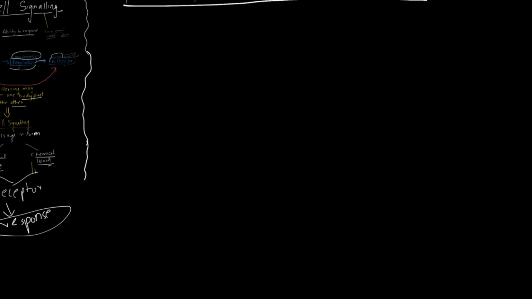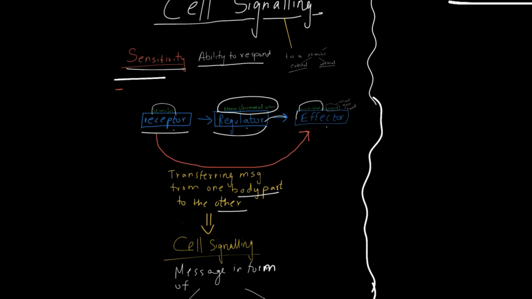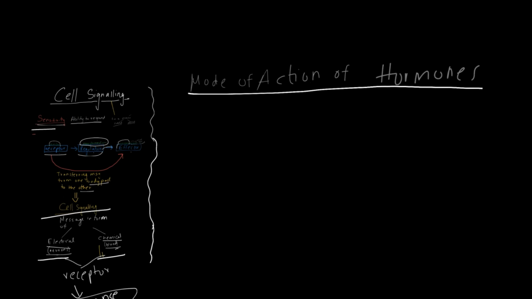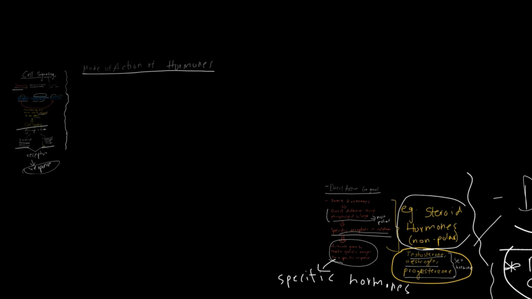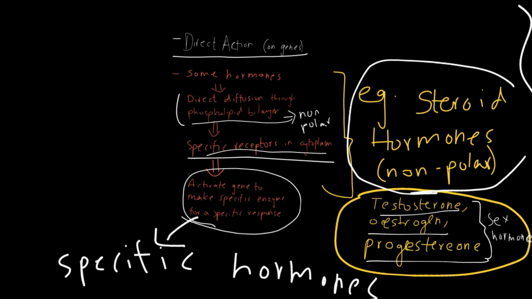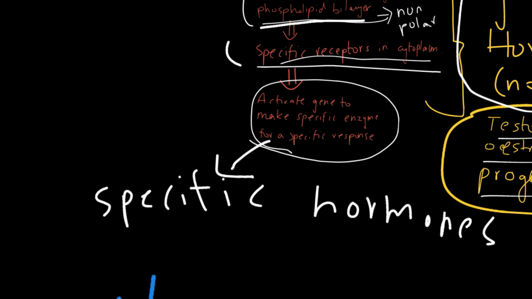So we'll just revise what we've done entirely today. We started off with cell signaling and what sensitivity is. Then we went on to describe what cell signaling is, and the two forms in which messages are transferred. Then we learned the mode of action of hormones. The first action was direct action on genes, where some hormones could directly diffuse through the phospholipid bilayer because of specific receptors in the cytoplasm, and this would help activate a gene to make a specific enzyme inside the cell for a specific response.